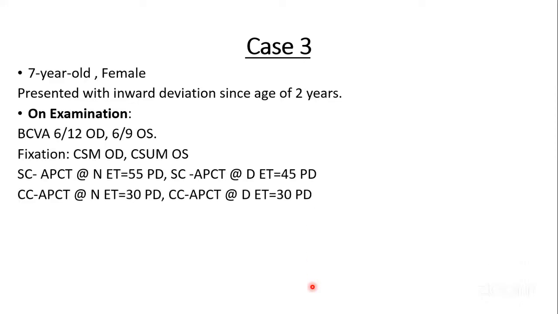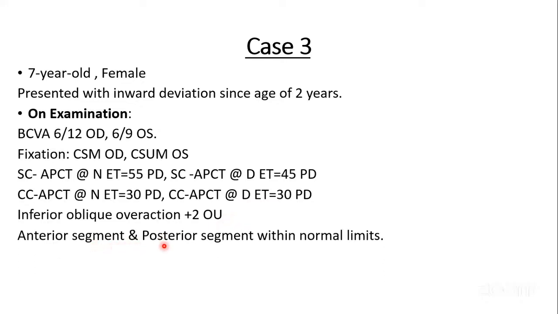With glasses, we repeated the alternate prism cover test. The patient has esotropia of 30 prism diopter at near and 30 prism diopter at distance. Also, the patient had inferior oblique overaction plus 2, anterior and posterior segments normal, and cycloplegic refraction revealed plus 8 diopter hyperopia. So what is the diagnosis here?